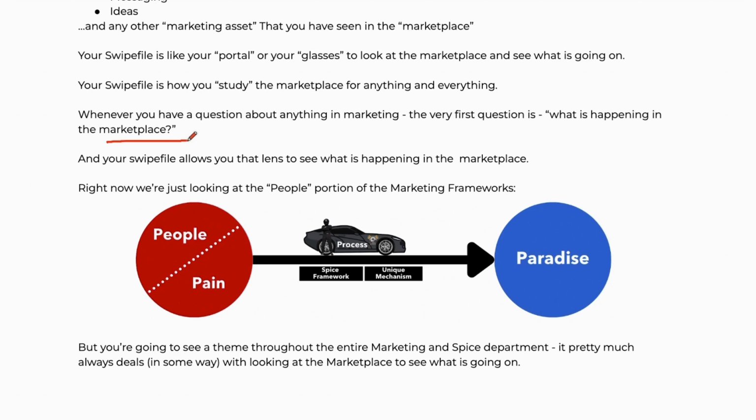When you're asking yourself, who should be the people that I target? What should be the pain that they have? What is the paradise that they're looking for? What is the unique mechanism or the process that I want to design for this? Guess what? All of those answers are already in the marketplace. The tool you're going to use to look at the marketplace is this swipe file, this collection of all of the homework you have done to know who else is in the marketplace.